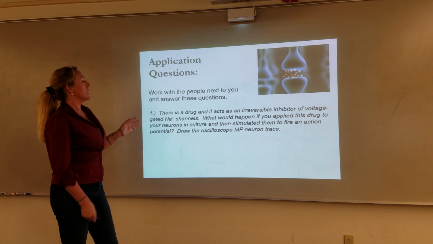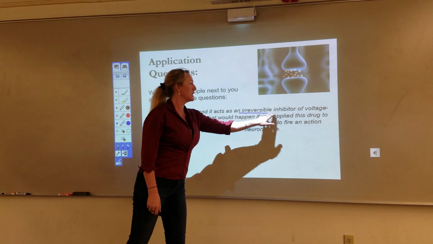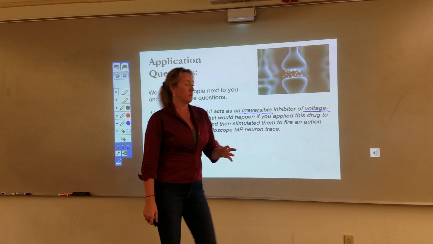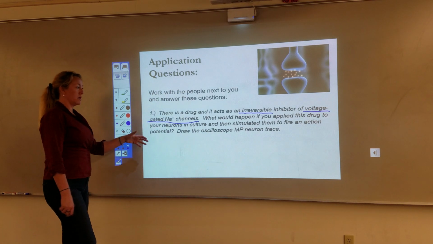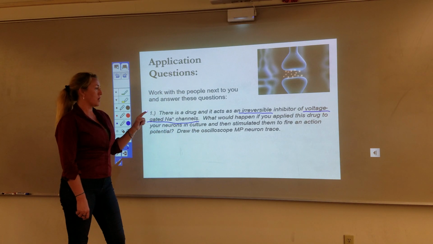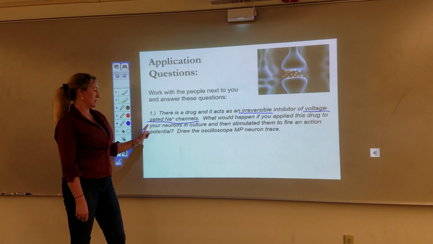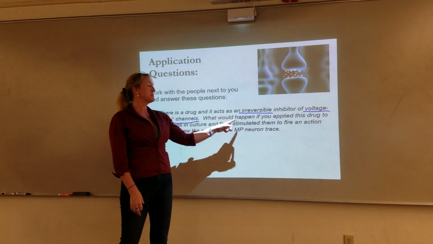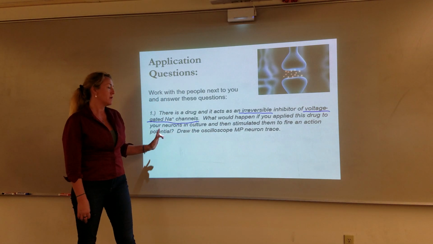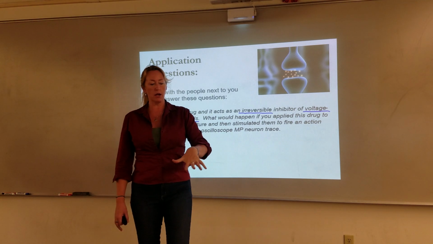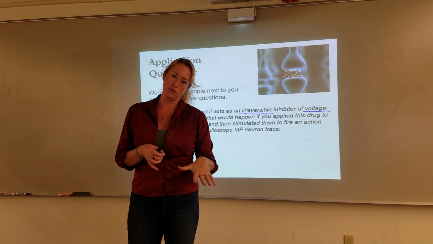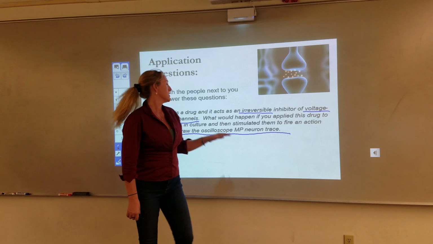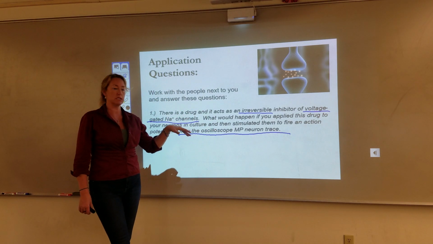So there's a drug and an axon as an irreversible inhibitor of voltage-gated sodium channels. Now you know what voltage-gated sodium channels are and how they work, where they're important. What would happen if you applied that drug, that's an inhibitor of voltage-gated Na channels, to your neurons in culture in the dish, so you're studying them in the lab, and then you stimulated them to fire an action potential? So you bathe them in the drug, then you try to stimulate them with an electrode to fire an action potential. Draw the oscilloscope membrane potential trace that would result from this scenario, okay?